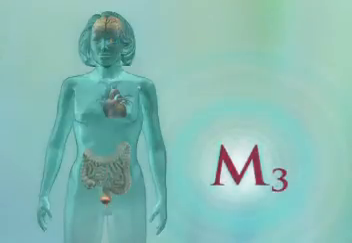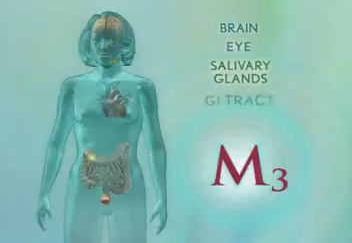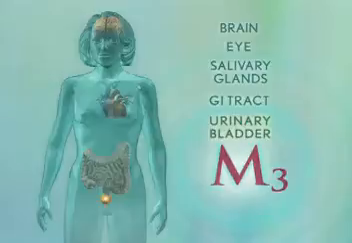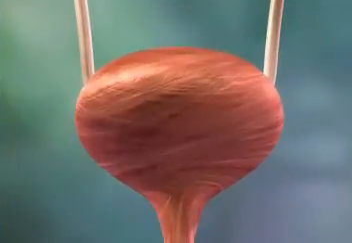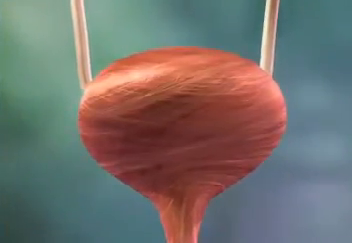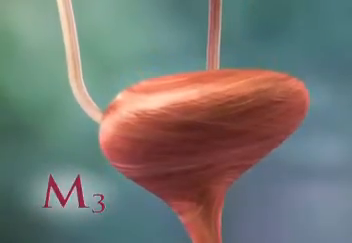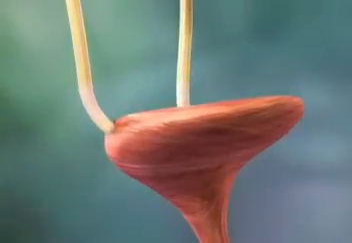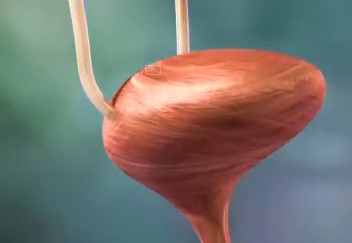M3 receptors are present in the brain, eye, salivary glands, GI tract, and bladder. Both M2 and M3 receptors exist throughout the bladder wall. Although M2 receptors outnumber M3 by a 3-to-1 ratio, it is the M3 subtype that is the primary mediator of detrusor contraction. Let's take a closer look.